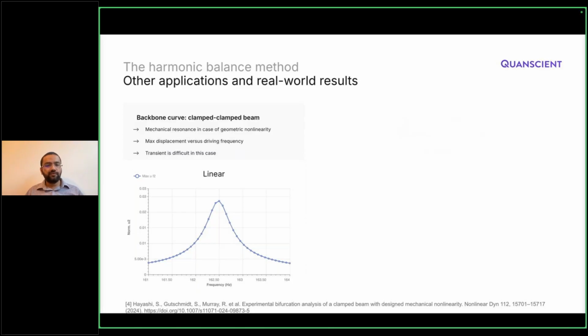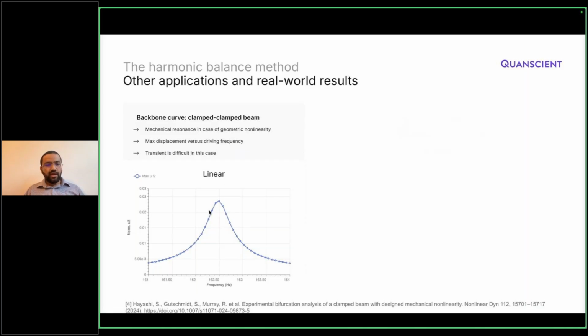You can have basically different solutions for the same frequency, and multiple of these solutions can be valid. If we try to model this in a linear way, you get what you see on the left bottom here. That's the max displacement of the beam over frequency. You get a standard resonance peak, and that's all, without considering the geometric nonlinearity.